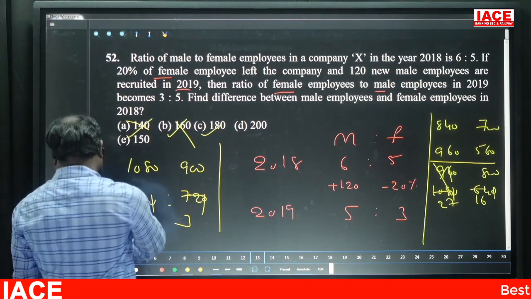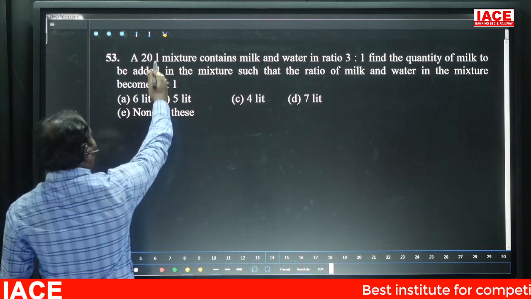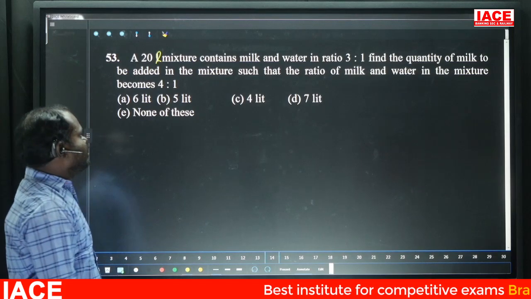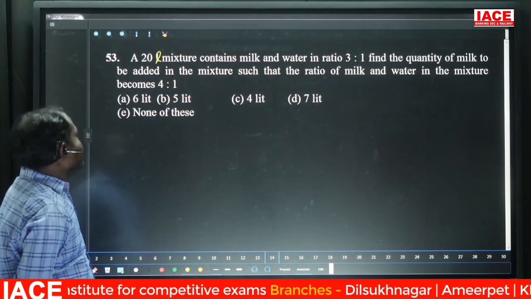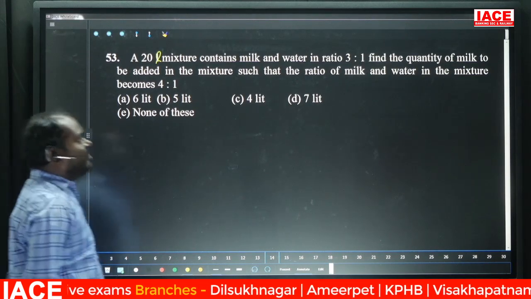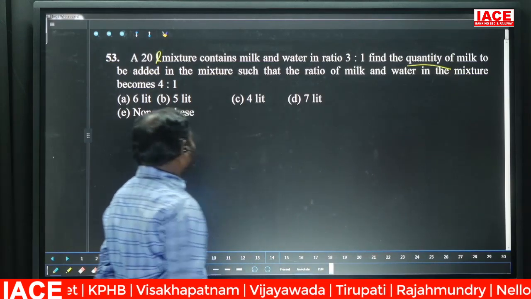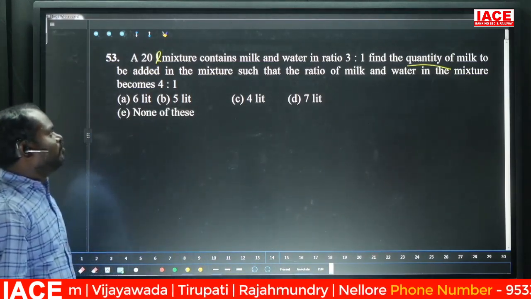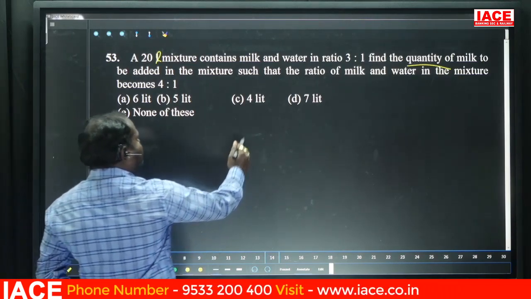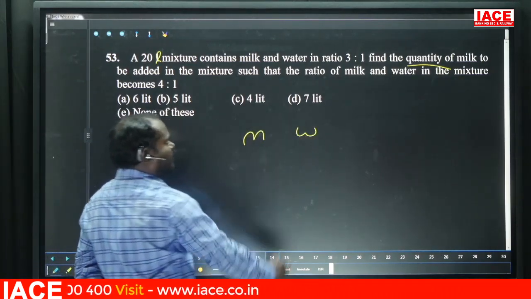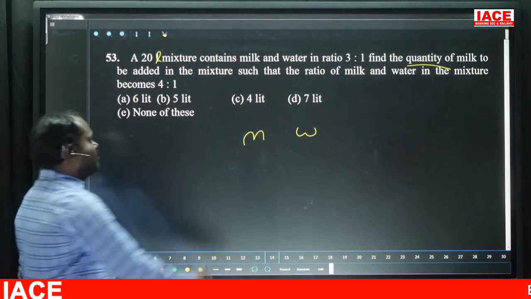Next: a 20 liters mixture contains milk and water in the ratio 3 is to 1. Find the quantity of milk to be added to the mixture such that the ratio of milk to water in the mixture will become 4 is to 1. So the total is 20 liters, with milk and water in the ratio 3 is to 1, which means 4 parts equal 20. So milk is 15 and water is 5.